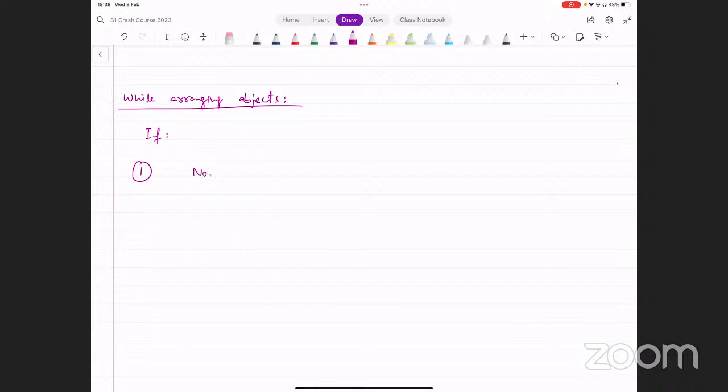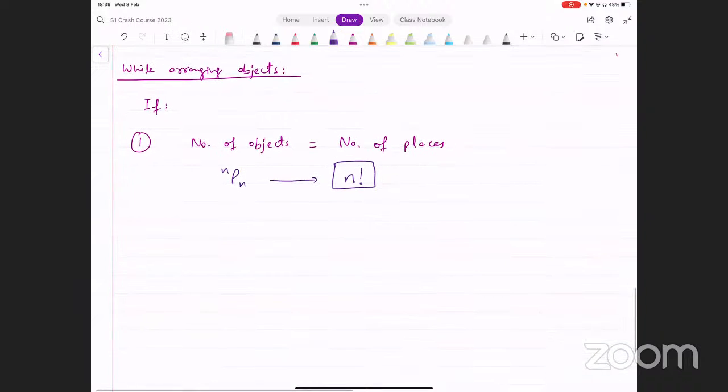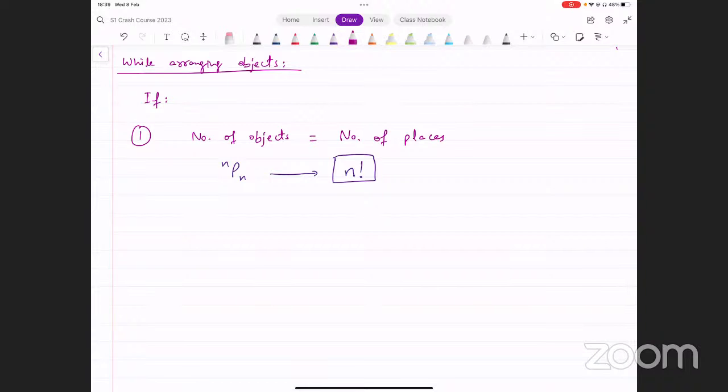So if the number of objects that you have is equal to the number of places or spaces in which you have to arrange them, if both of them are equal, if there are 5 objects, you want to arrange them in five places. In permutation notation, that would be n objects and you have to arrange them in n places. That's the same thing as n factorial. So in such cases, you would rather just use factorial directly. There's no need of using the permutation notation in this case. If you wanted, you could still use that, but it's not required as such.